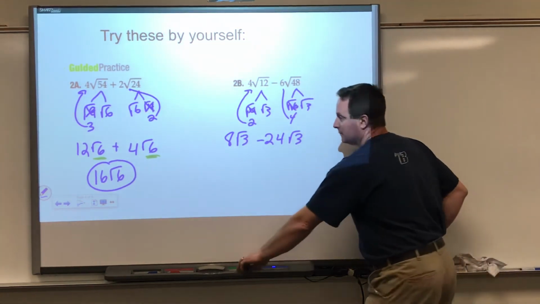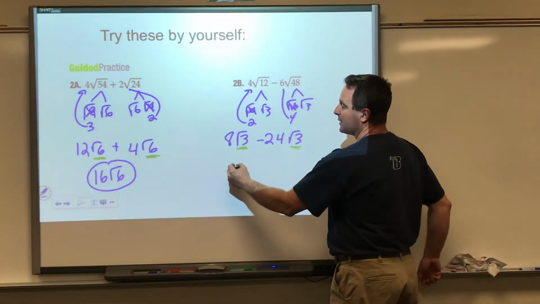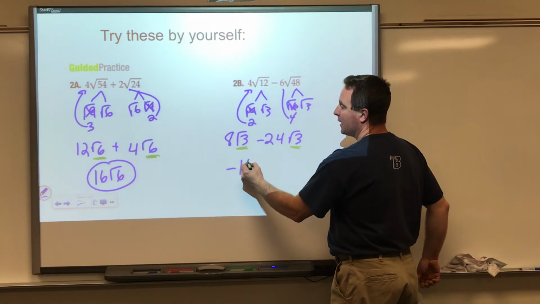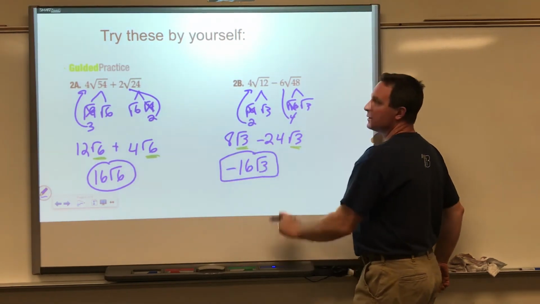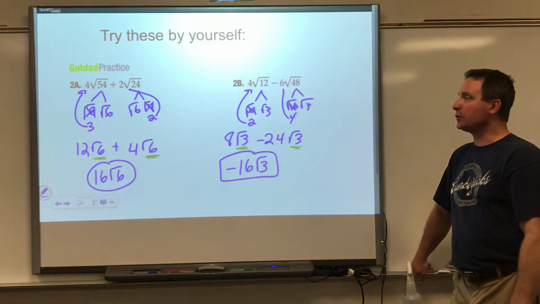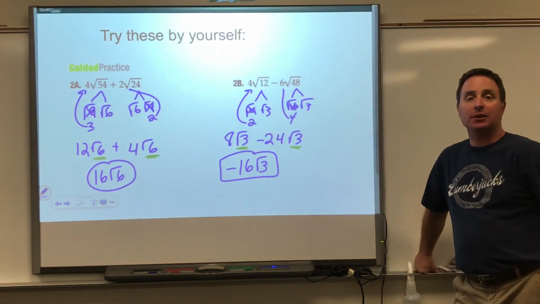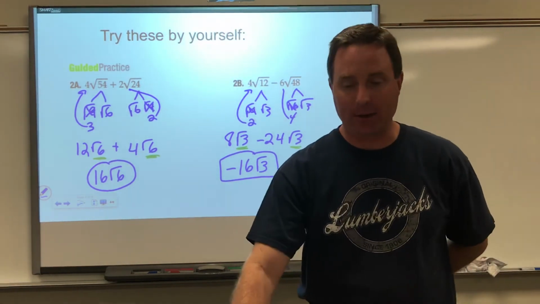Now they are the same, so let's subtract them. 8 minus 24 is negative 16 square roots of 3. Hopefully those didn't go too bad, but that's basically what you're doing on your homework assignment today. A little bit of work, but not too terribly bad, I hope.